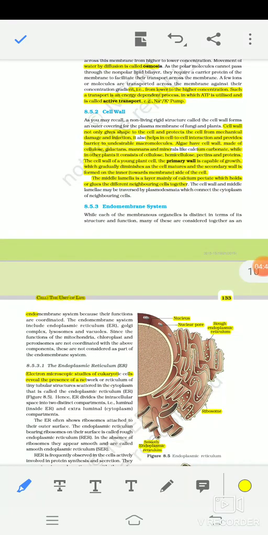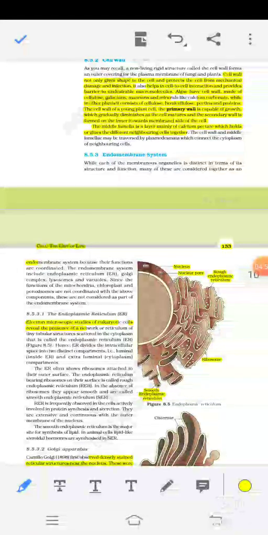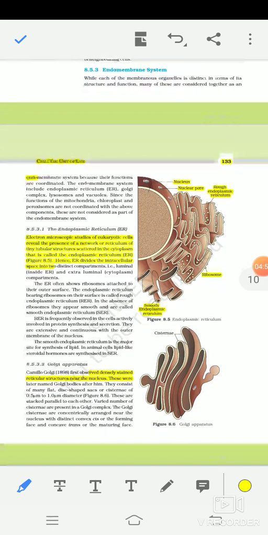The cell wall of a young plant cell is the primary wall. It is capable of growth, which gradually diminishes as the cell matures, and the secondary wall is formed on the inner side toward the membrane of the cell. The middle lamella is a layer mainly of calcium pectate which holds or glues the different neighboring cells together.